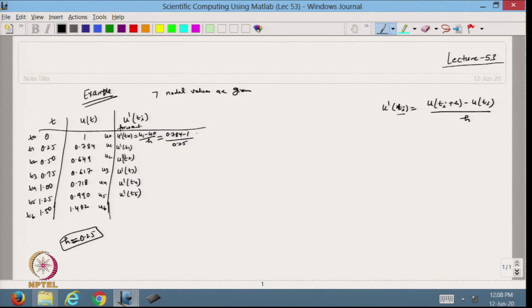So if I solve this one, this will be minus 0.216. Similarly, I can solve the next one. This will come minus 0.135. Then next is minus 0.032. The next is 0.101, 0.272 and 0.49. So these are my values.